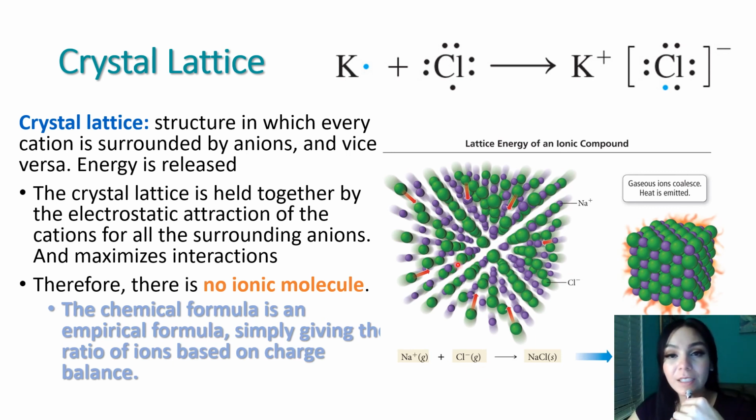So you can see here how they come together. This is actually sodium and chloride, but same idea. They come together and then they form, again, a giant network of a bunch of ions. So that's why we say there's no particular ionic molecule. All we can possibly have is an empirical formula, so it's a ratio of the ions.